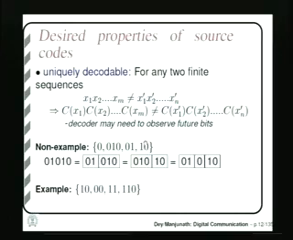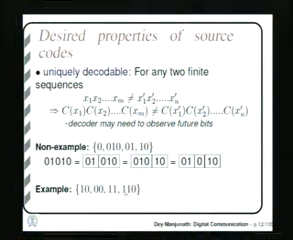So, a non-singular code need not be uniquely decodable. This is not an example of a uniquely decodable code, whereas this here is a uniquely decodable code. We will not check that this is uniquely decodable, there are ways of checking that, but we will not go into that now.